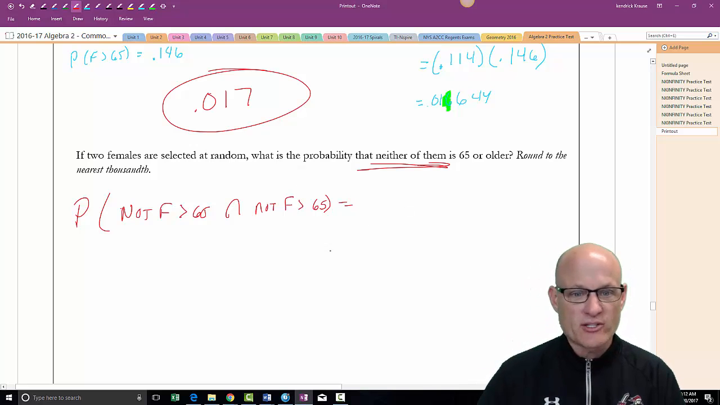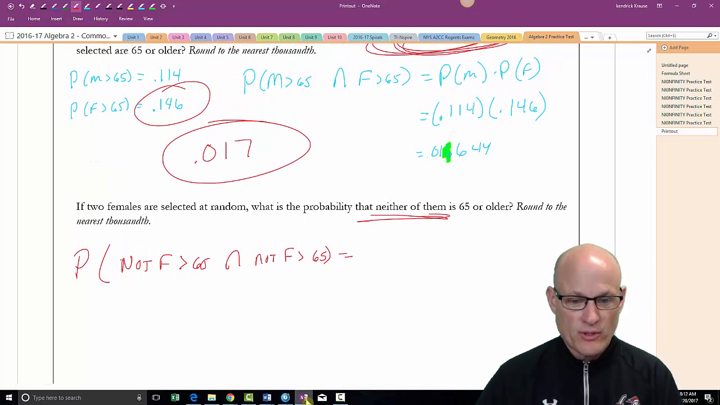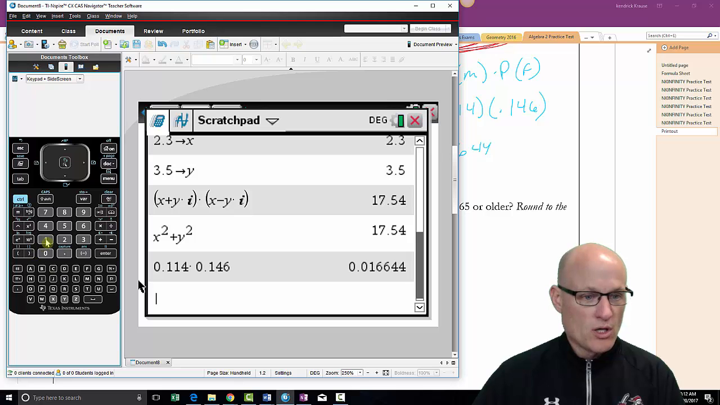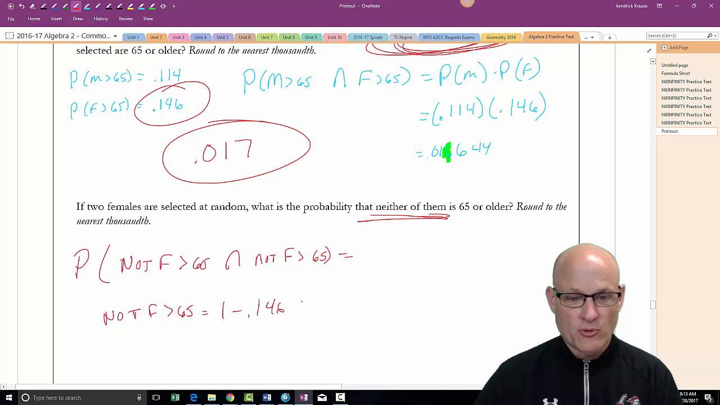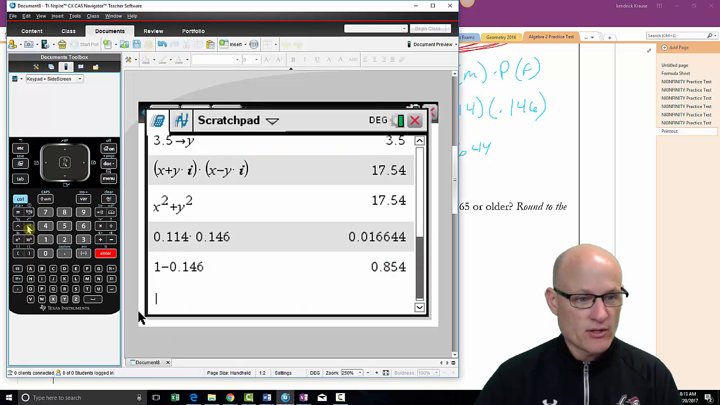So what is the probability of not being female? So we've got to figure out what that is. Not female over 65 is equal to 1 minus 0.146. So let's figure out what that is. 1 minus 0.146 equals 0.854. So this is really equal to 0.854 squared, times itself. Let's just square it.